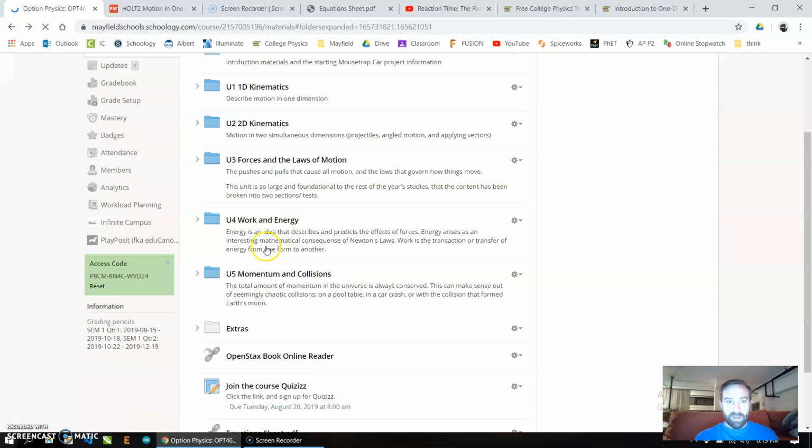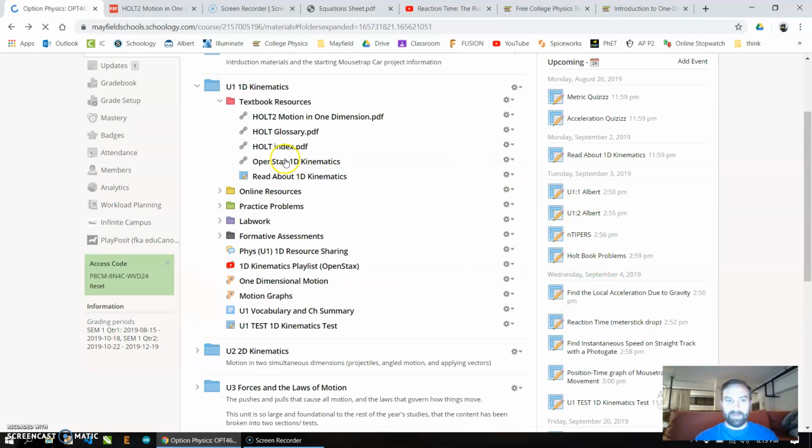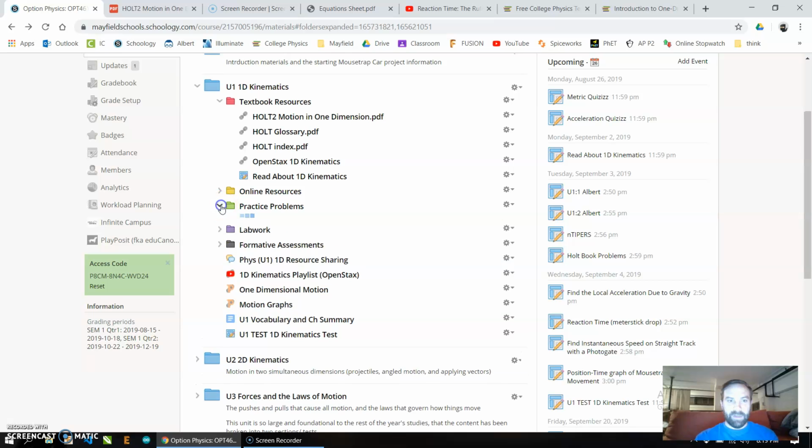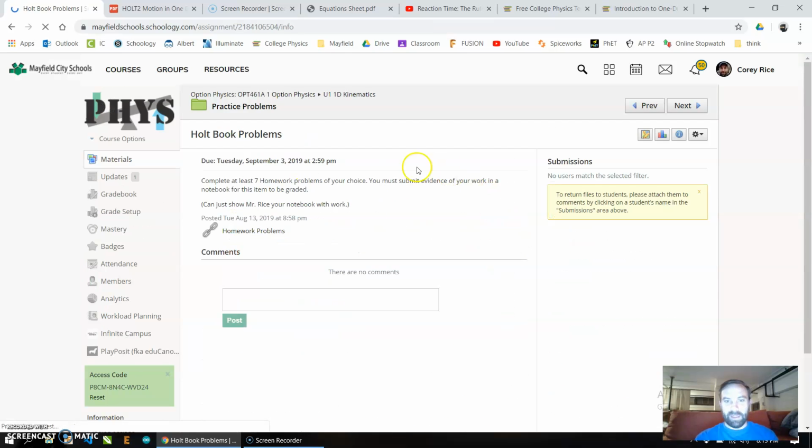Going back. The other assignments here, we can take a look at the Holt book problems. Now these book problems, we come down to practice problems. These are what I would have traditionally assigned if you were in my physics class prior to the option. So these homework problems are the ones that come right out of the whole textbook. They are very similar to the kind of questions that pop up on the test, and so these are a step in the right direction.